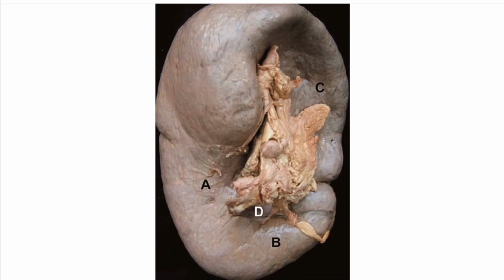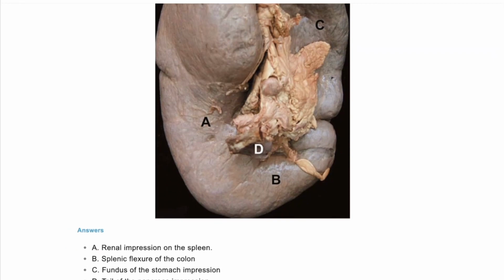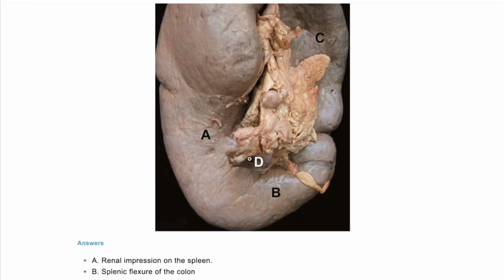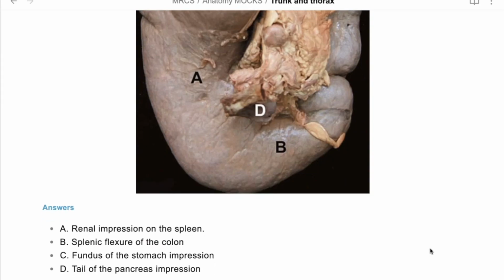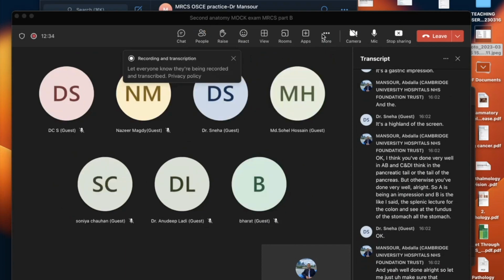Okay, I think you've done very well in A, B, and C, and D, I think, is the tail of the pancreas. But otherwise, you've done very well. All right, so A is the renal impression, and B is, like I said, the splenic flexure of the colon, and C is the fundus of the stomach, or the stomach. And well done.